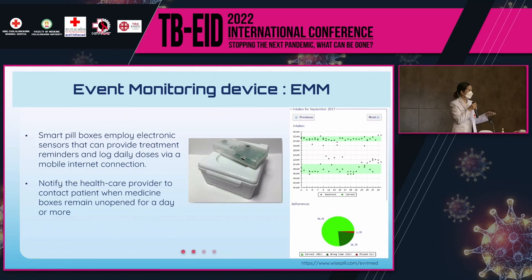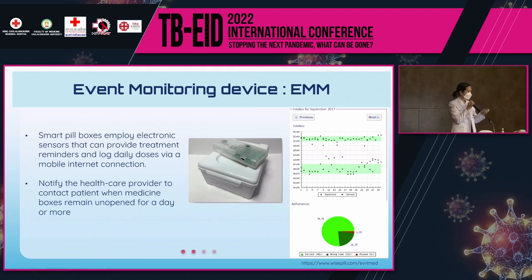Next is the event monitoring device, or EMM. This is a smart pill box that employs an electronic sensor that can provide treatment reminders and log daily doses via mobile internet connections. When the patient opens the box, the sensor sends a signal to the system, which stamps the time and date that the patient opened the box.